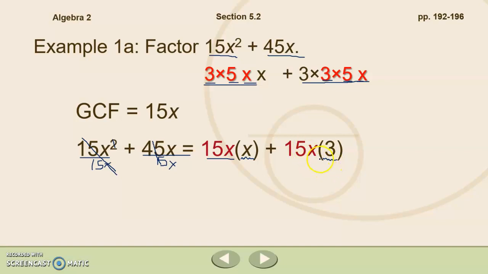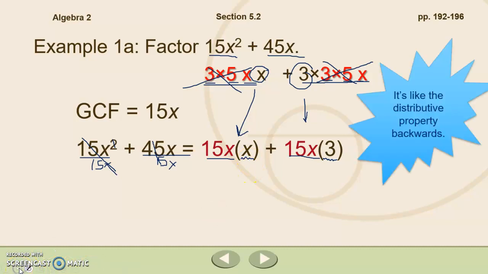So we're going to rewrite that because we're kind of going in reverse order of the distribution property. We're going to rewrite that with our factor on the outside of the parentheses and what's left over on the inside of the parentheses. You can see up here, once we took out that 15x, all we had left was an x. And once we removed the 15x from here, all we had left was a 3. And you can see that written here as well. So when we factor out, we're going to write the common factor on the outside of the parentheses. And what's remaining, once we've removed that common factor, is anything that's left. In this case, x plus 3.